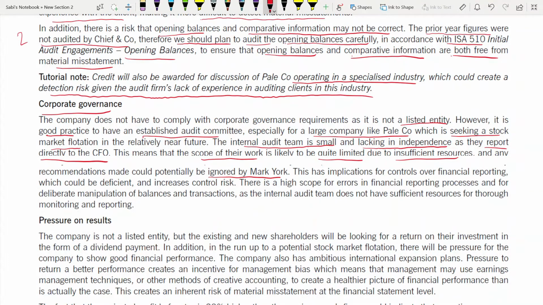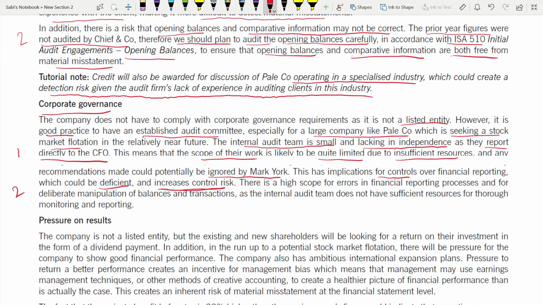So this has implications for controls over financial reporting, which could be deficient, and increases control risk. Now you're talking about the internal control and all, because this also comes under corporate governance only. There are 2 marks for each audit risk, so make sure that you write 2 points. First point, you were talking about the audit committee, and independence is not there. Second, you're talking about the control. Because if the control is deficient, it will increase the control risk.